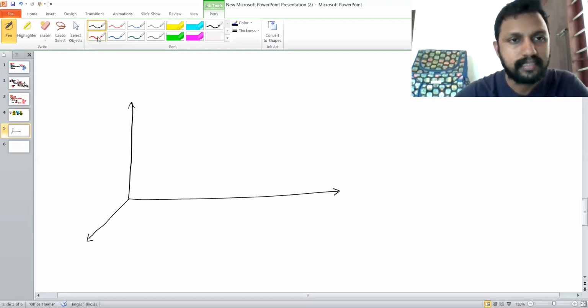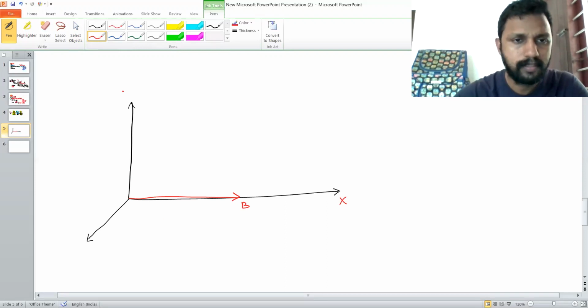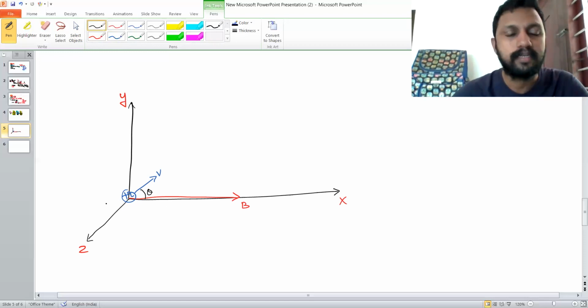In the x-axis we are having the magnetic field. Our magnetic field is along the x-axis. Then let this be our y-axis and z-axis. We are having a positive charge particle at origin. It is thrown with an initial velocity v like this. The initial velocity is making an angle theta with respect to the external magnetic field.